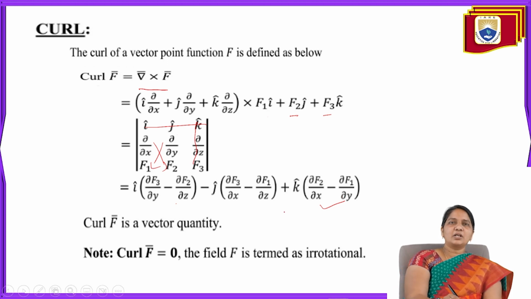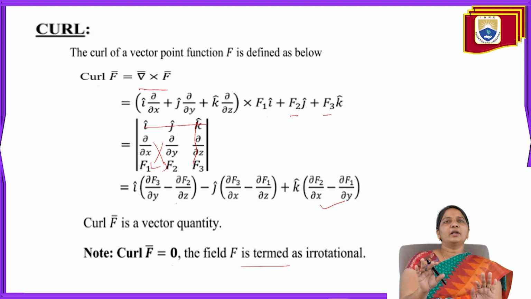And here, if curl F is 0, we can say that the given function is irrotational. So you should know these definitions and formulas, then only we can calculate the problems. So what are they asking in the question?